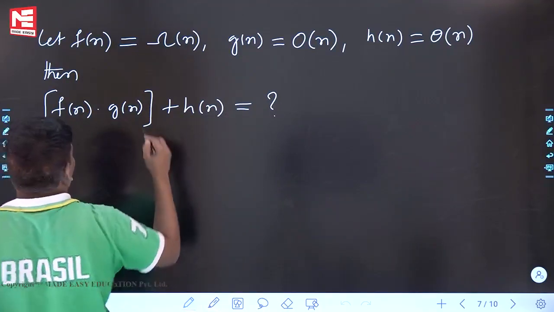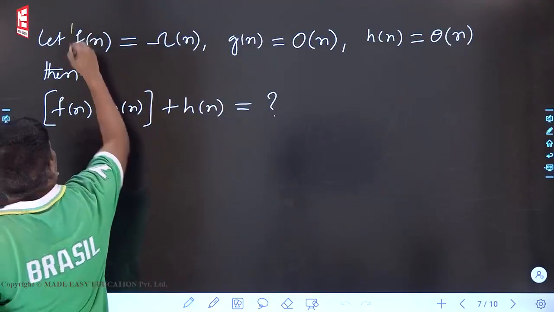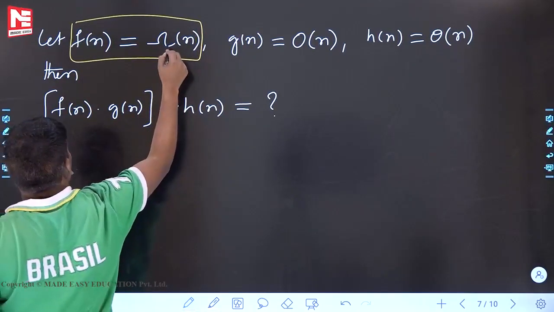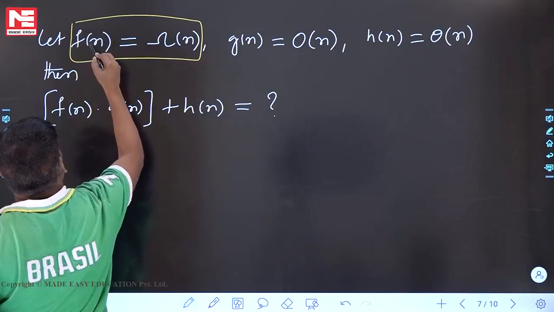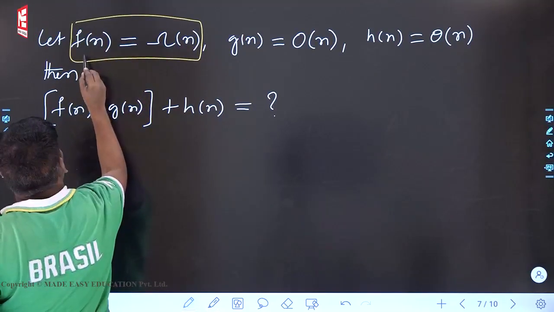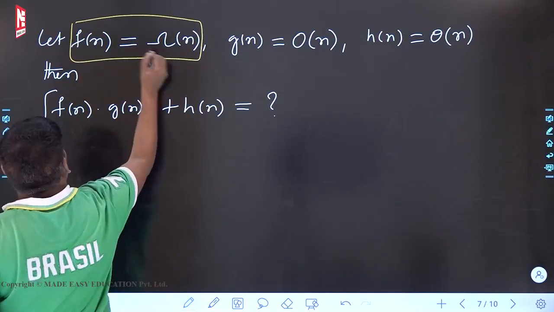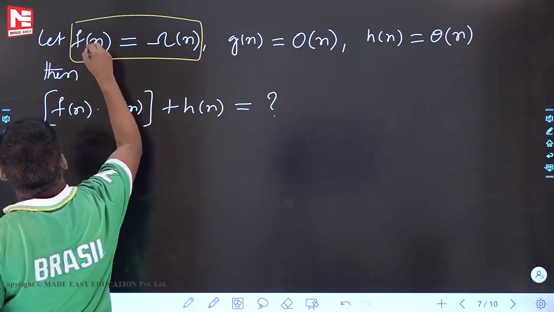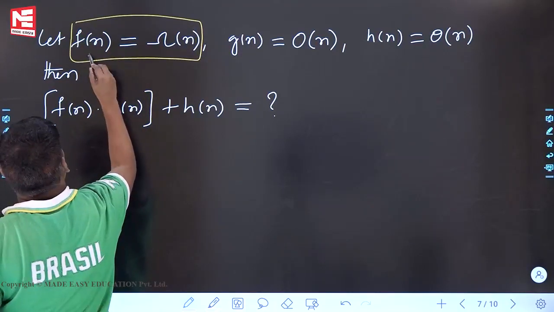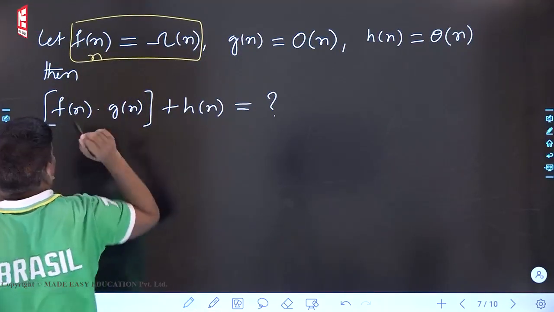Let me check. Can you help me now? F of n is omega of n. Can you say what is the meaning of this? The meaning is that left will be either greater or equal. Omega means left will be either greater or equal. What is the minimum value expected? Minimum n here. Minimum n.